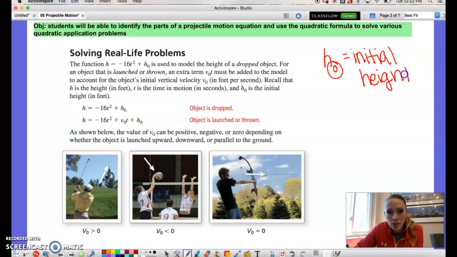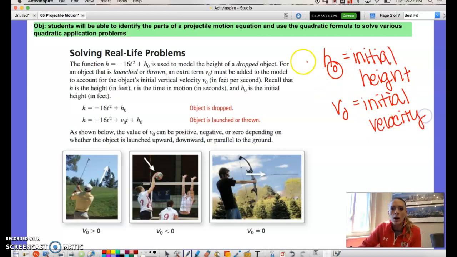Then you're going to see it down here when we have the variable v naught, and that means initial velocity. Just make sure you keep that in mind. We'll use that throughout our course next semester too. Basically, what this means is that we can use this function to predict the time that it will take an object to reach the ground or to reach a certain height.